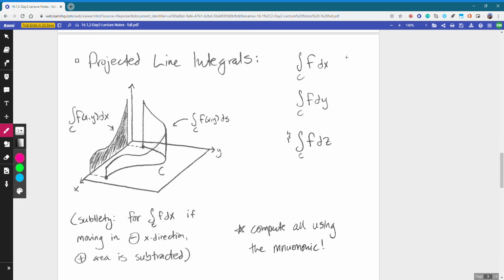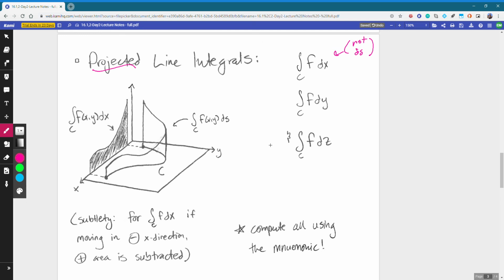And so the idea, how you can tell that you're working with a projected line integral as opposed to a standard line integral, is that after the d, we see just one of our variables, x, y, or z, instead of our ds, the arc length.